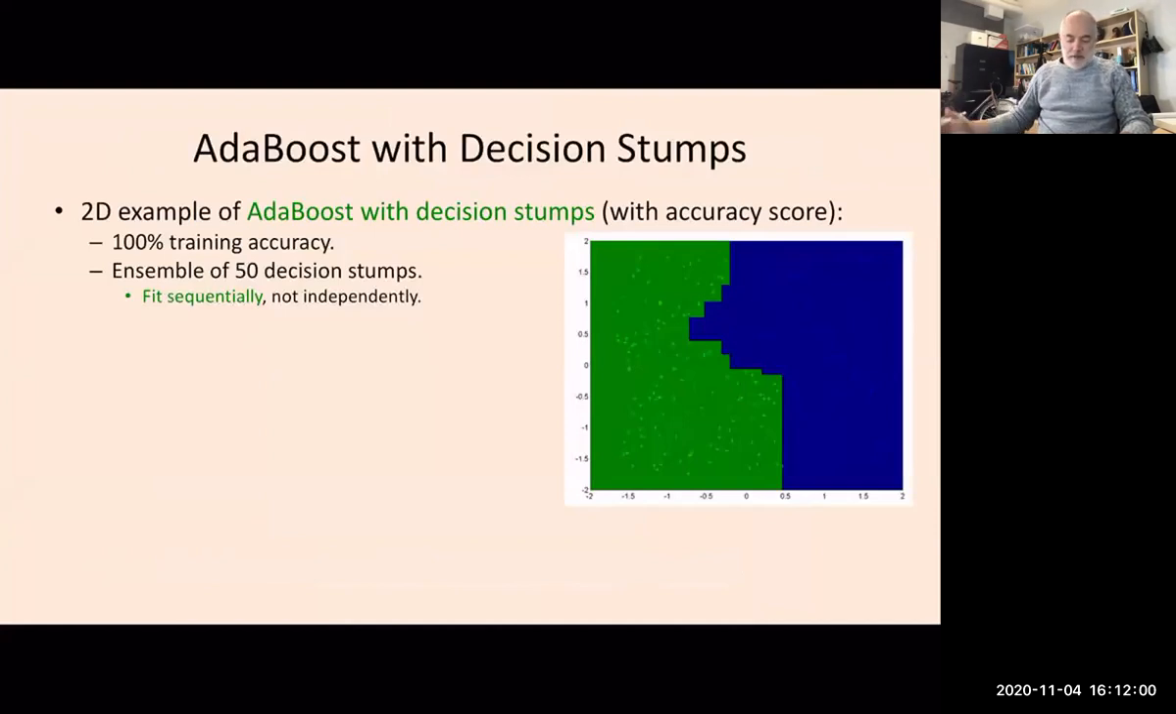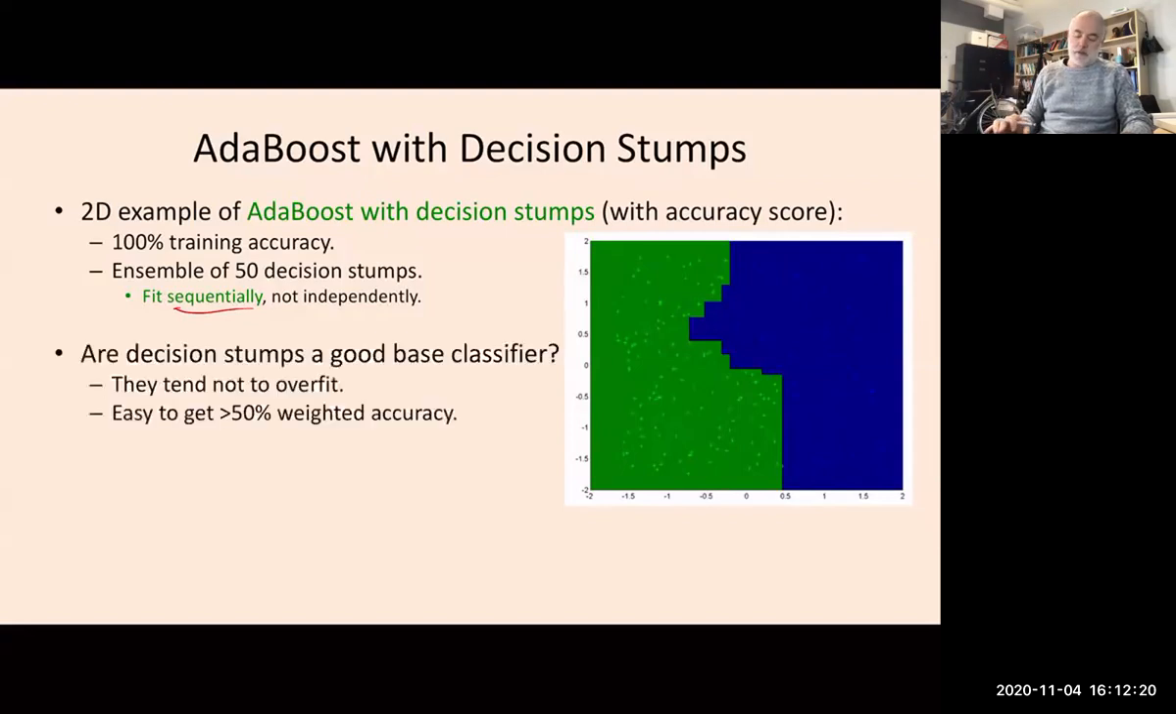So that was a 2D example of AdaBoost with decision stumps, split using accuracy score. It achieves 100% training accuracy on this particular data set using an ensemble of 50 decision stumps. The point is these are fit sequentially, not independently. So it's not like a forest like we were doing before, where you do bootstrapping and bagging and all that sort of stuff. We're going to fit these sequentially.